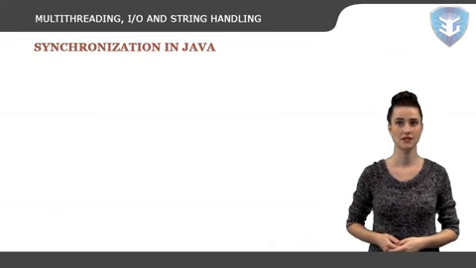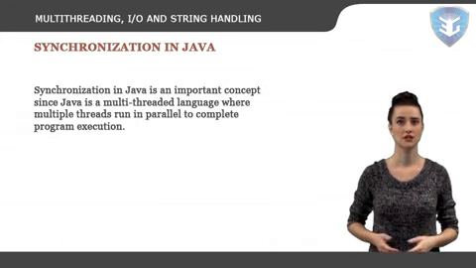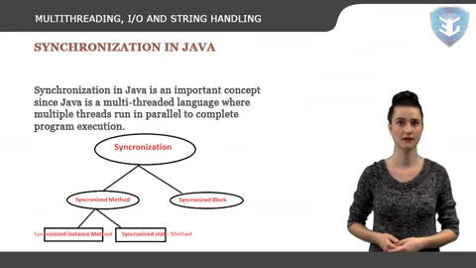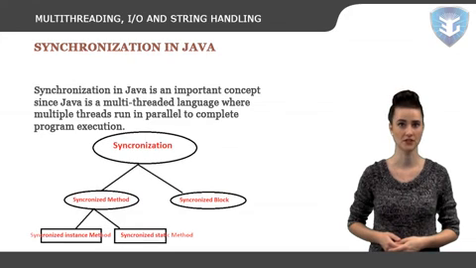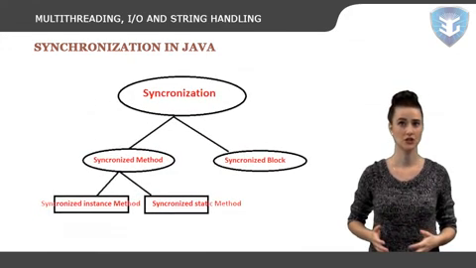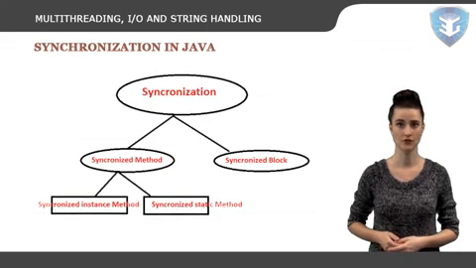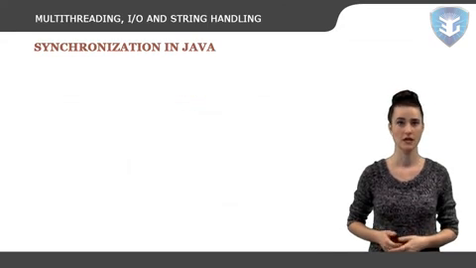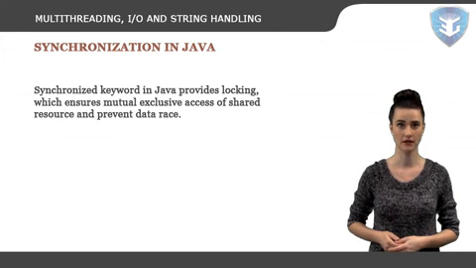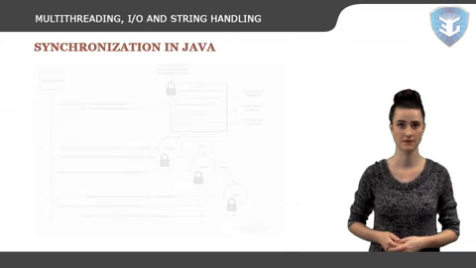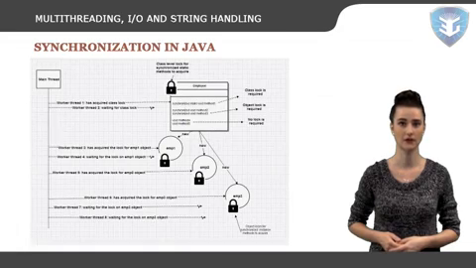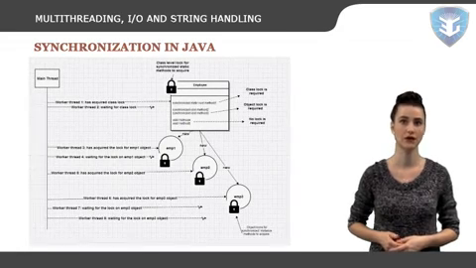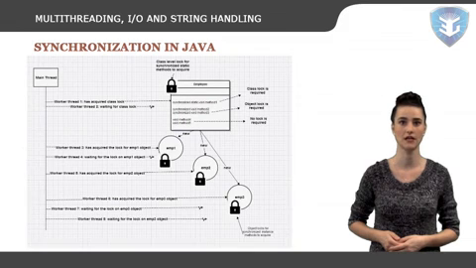Let's know about synchronization in Java. Synchronization in Java is an important concept since Java is a multi-threaded language, where multiple threads run in parallel to complete program execution. Synchronization in Java is possible by using the Java keywords synchronized and volatile. The synchronized keyword in Java provides locking, which ensures mutually exclusive access to a shared resource and prevents data race. The synchronized keyword also prevents reordering of code statements by the compiler, which can cause subtle concurrent issues if one does not use the synchronized or volatile keyword.